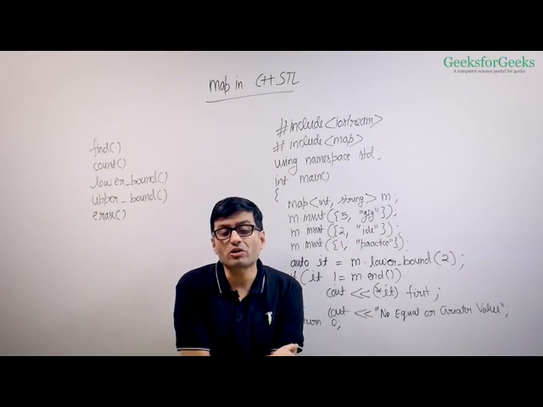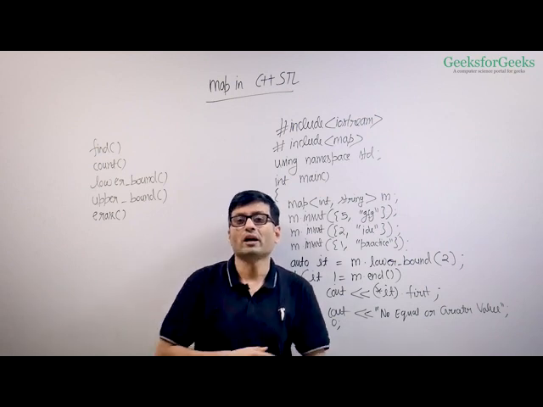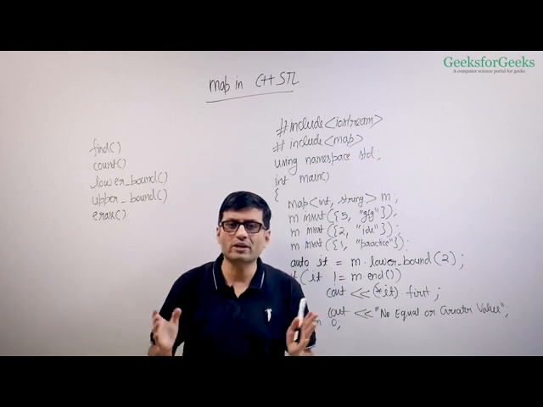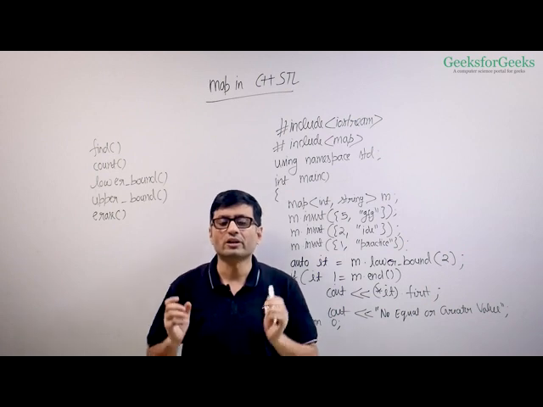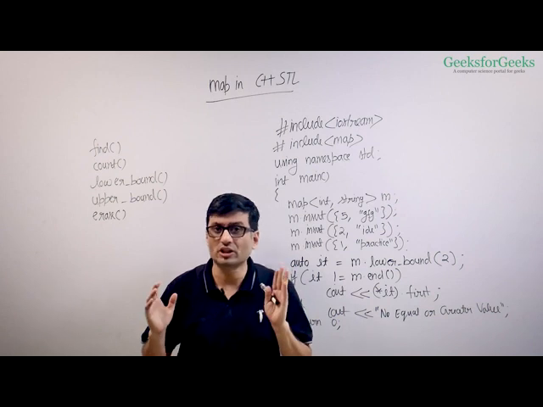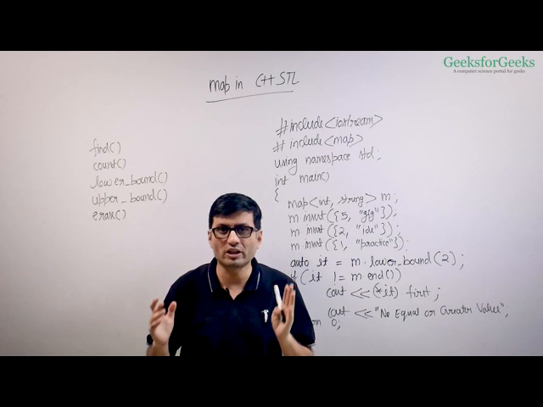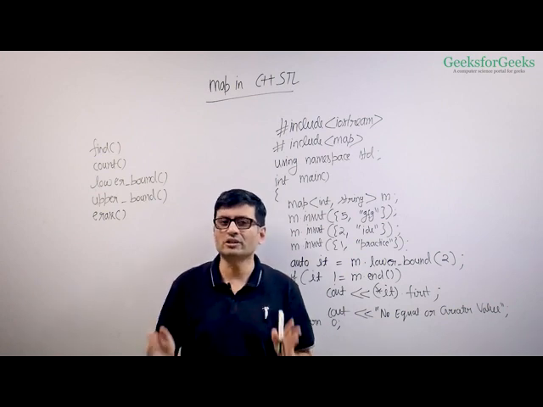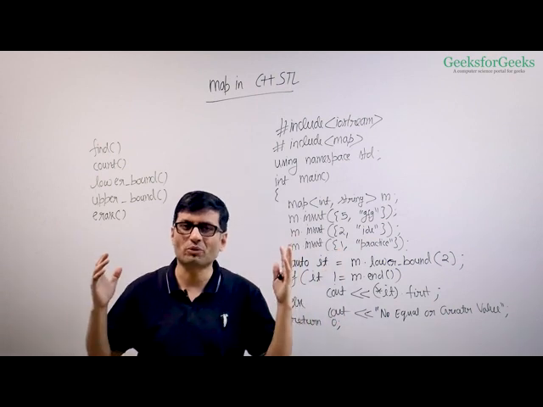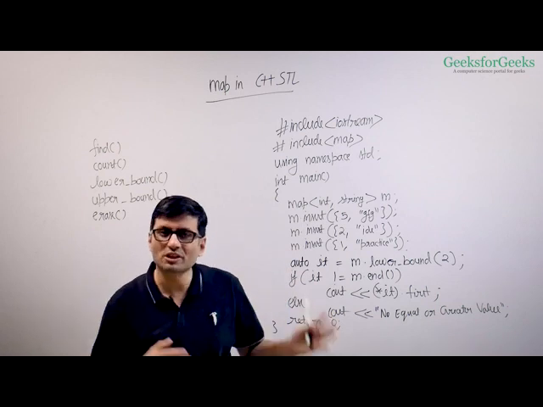Let us now talk about lower bound function. Lower bound function takes a key. If the key is present, then it returns iterator to that object or pair. If the key is not present, then it returns iterator to the key which is just greater than the given key, right? And if the key is greater than the greatest, then it returns m.end. So m.end is always used for something which does not point to anything, and when you don't find anything, it's used in find, it's used in lower bound, used in upper bound.